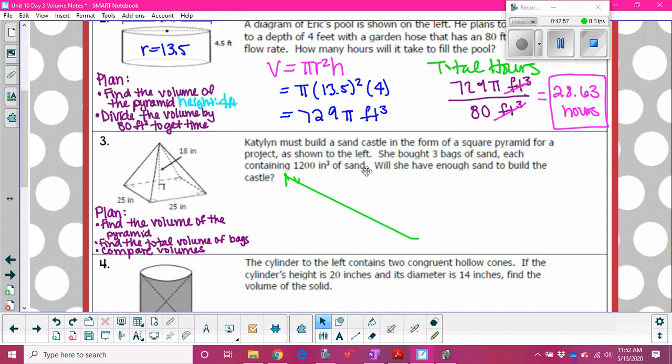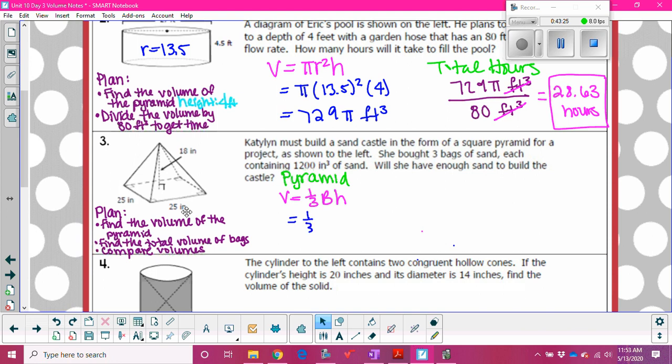So I'm just going to label this. All right, so we're going to look at the pyramid. Okay, so I know that the formula for the volume of a pyramid is 1/3 base times height, area of the base times the height. Looking at this, I have a square base, so that's going to be 25 squared.